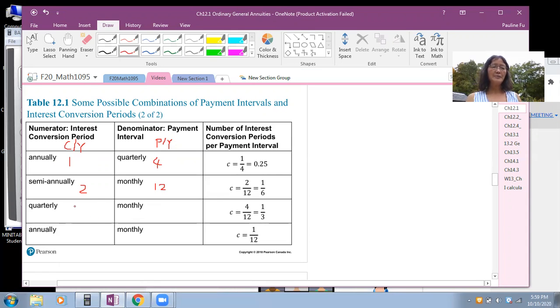And when interest is compounded quarterly, CY equals 4, and when you make payment every month, PY equals 12, so C equals 4 over 12. Lastly, when interest is compounded annually, CY equals 1, and the payment is every month, 12, so C equals 1 over 12. Okay, so please make sure you understand that C represents the number of interest conversion periods per payment interval.